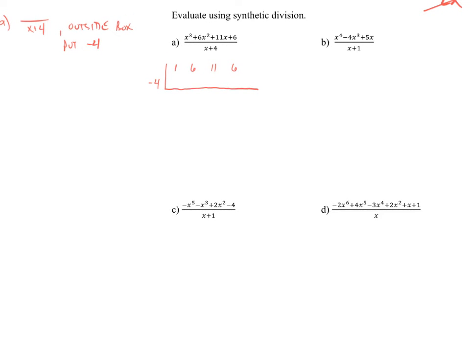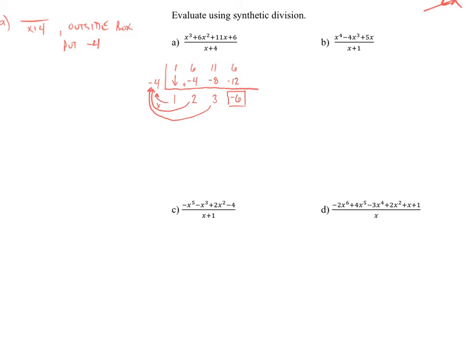All right, so here's how this works. The first thing we're going to do is bring down this 1 to start. And then we're going to do 1 times negative 4. So that's multiplication. 1 times negative 4 is negative 4. Then we add 6 plus negative 4. Then we multiply. Then we add 11 plus negative 8. Then we multiply. Then we add. And now since there's nothing else to do, this last number is our remainder.